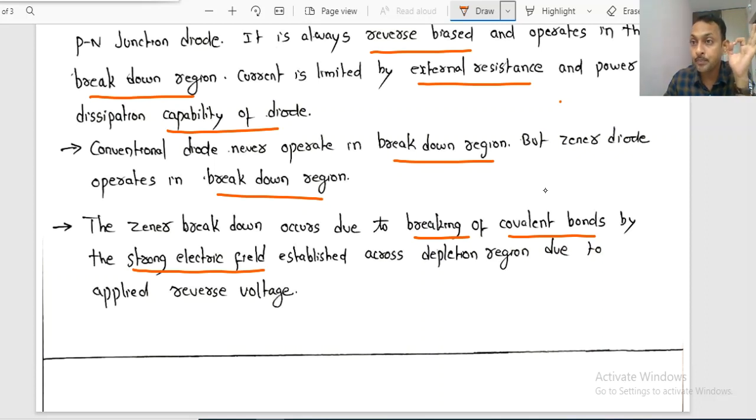Whereas the avalanche breakdown is mainly due to kinetic energy. Out of these two breakdowns, one is due to the strong electric field, that is Zener breakdown, and another is due to the kinetic energy of the minority charge carriers in the PN junction diode. It leads to the avalanche breakdown.